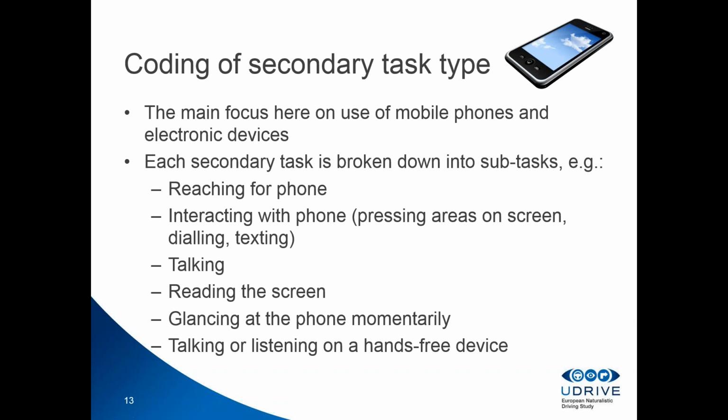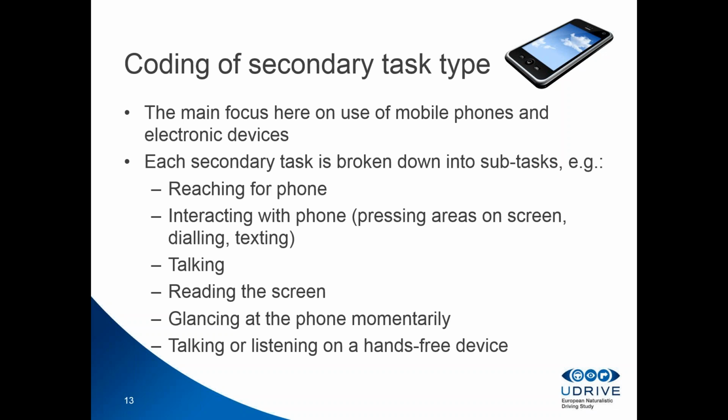So then we want to code the secondary task type. And the main focus here, because now there's great concern about driving distraction. People talk about an inundation, a flood of, or a plague of driving distraction taking place. At least that's what politicians talk about. There's lots of concern that that's causing real risk and real safety dangers.